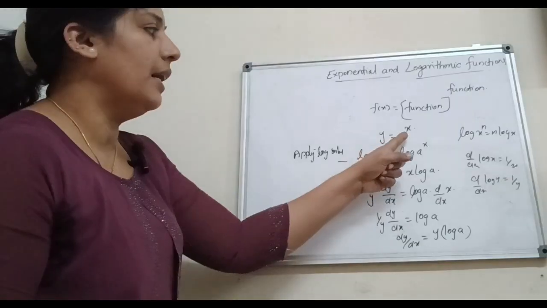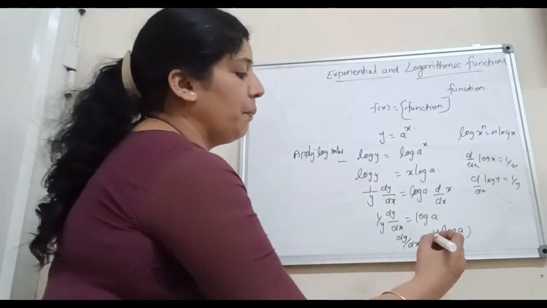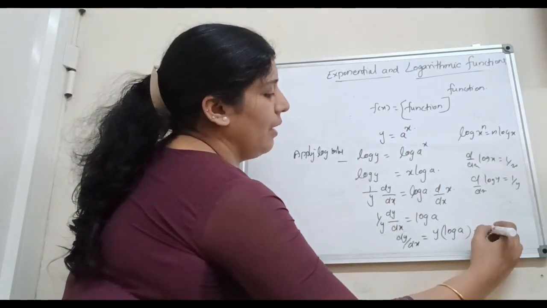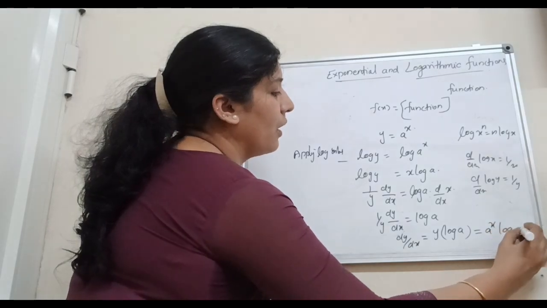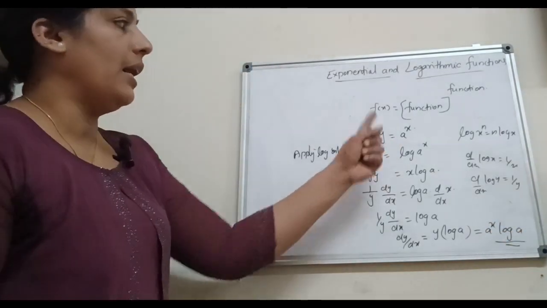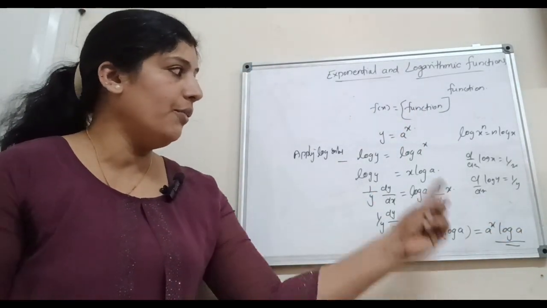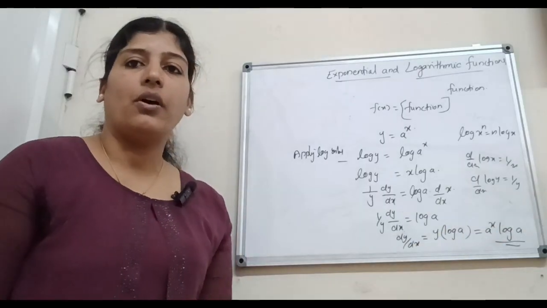Here y equals what? y equal to a raised to x. Therefore, replace y with a raised to x. It is equal to a raised to x into log a. That is, y equal to a raised to x, dy by dx equal to a raised to x into log a.